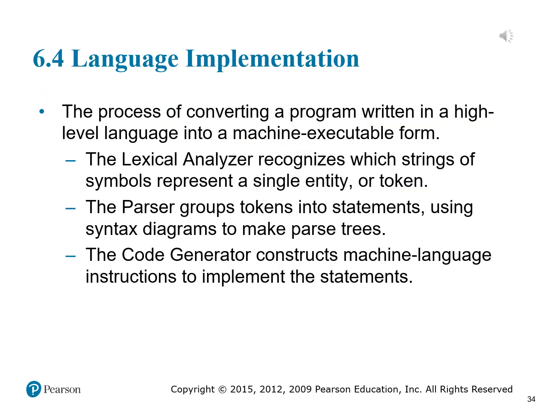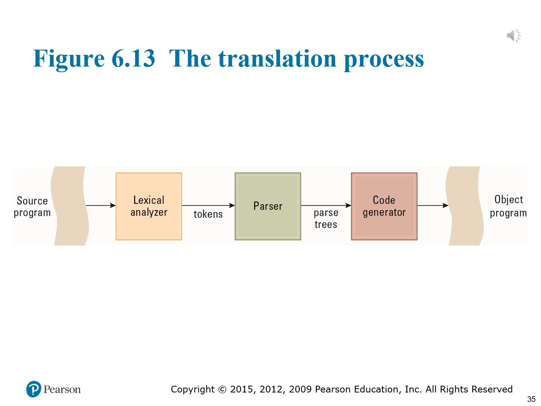The process of converting a program from one language to another is called translation. The translation process consists of 3 activities: lexical analysis, parsing, and code generation, that are performed by units in the translator known as the lexical analyzer, parser, and code generator. Let's look at the translation process. The program in its original form is the source program. The translated version is the object program.